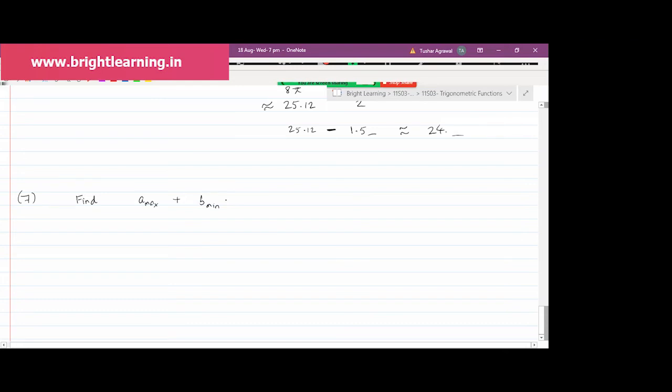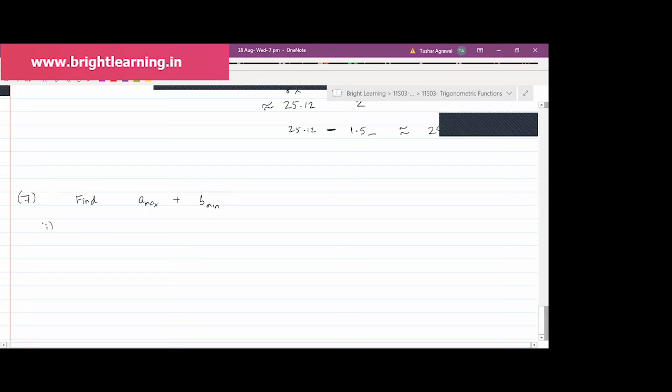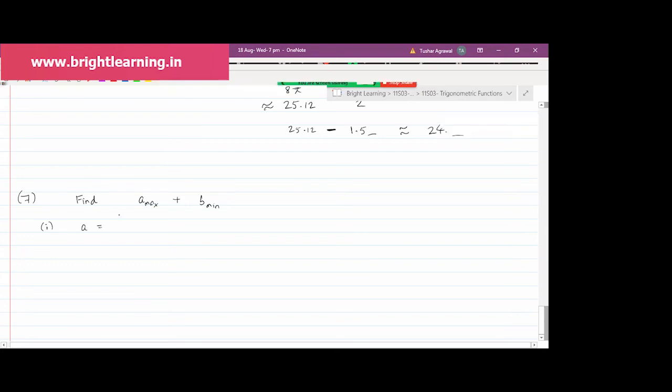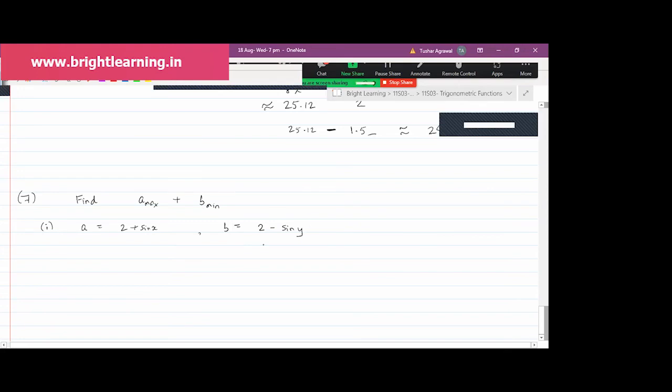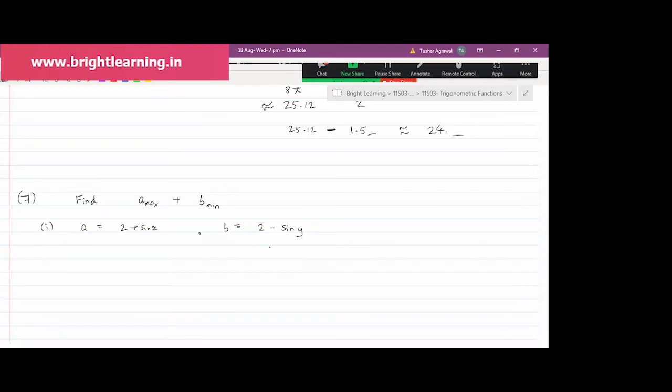Find the value of A max plus B minimum. Okay. First, A is equal to 2 plus sine x, and B is equal to 2 minus sine x. Now, as x goes on changing, sine x will go on changing, and accordingly A will go on changing. So what is the maximum value of A, plus the minimum value of B?